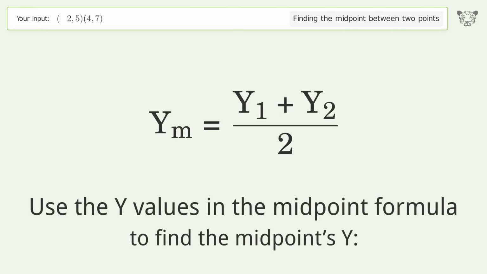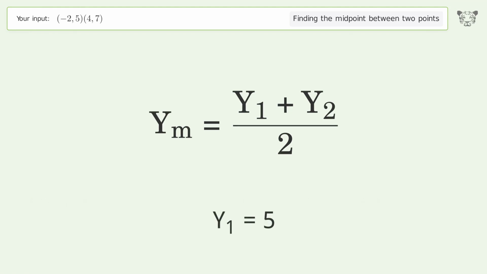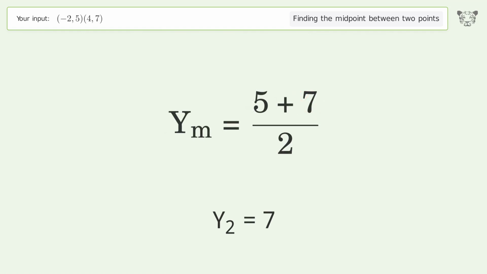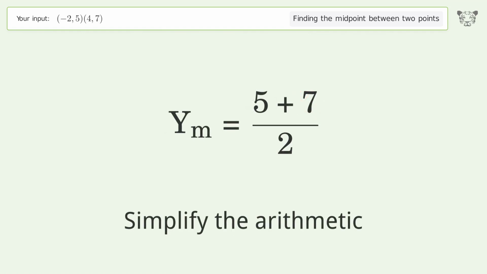Use the y values in the midpoint formula to find the midpoints y. y1 equals 5. y2 equals 7. Simplify the arithmetic.